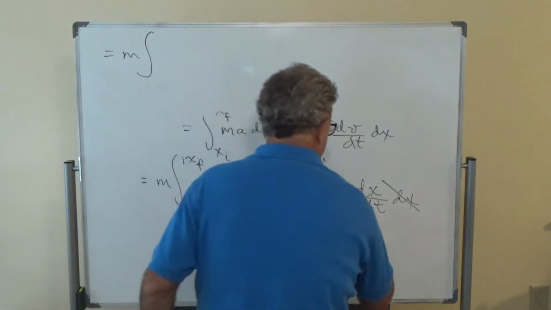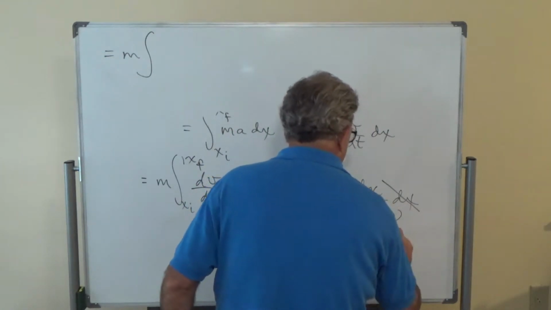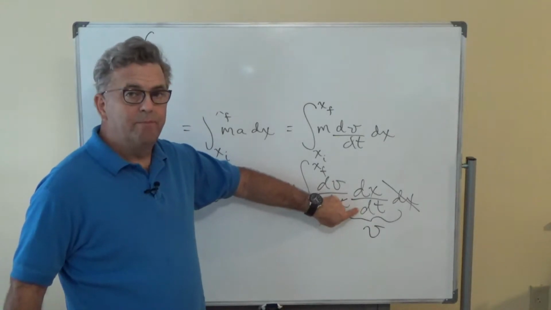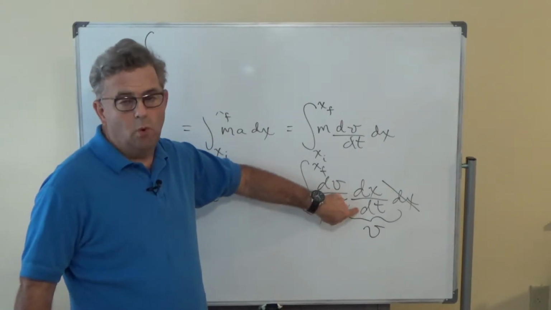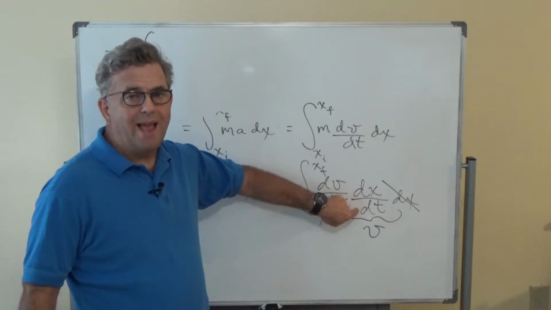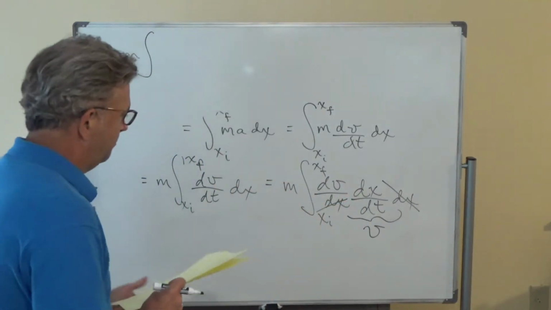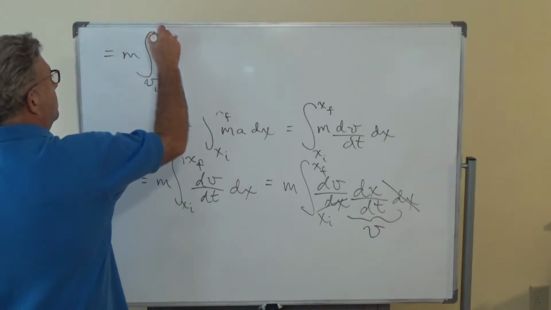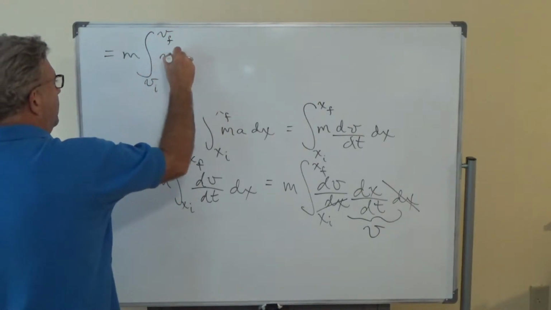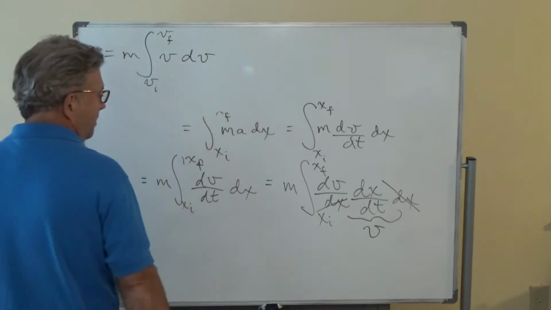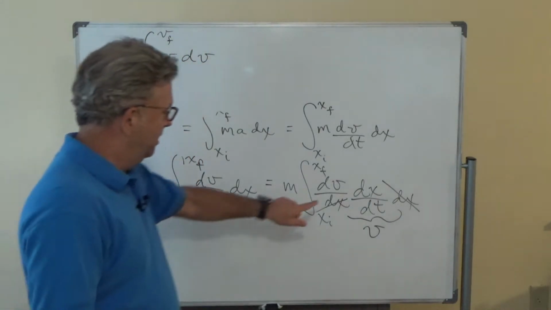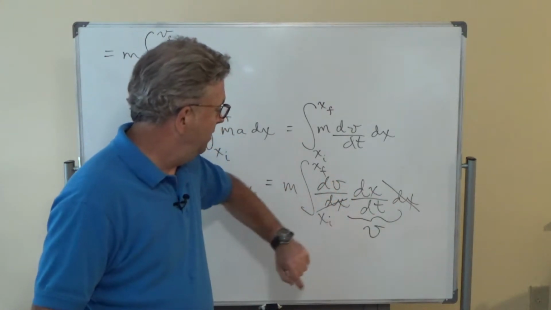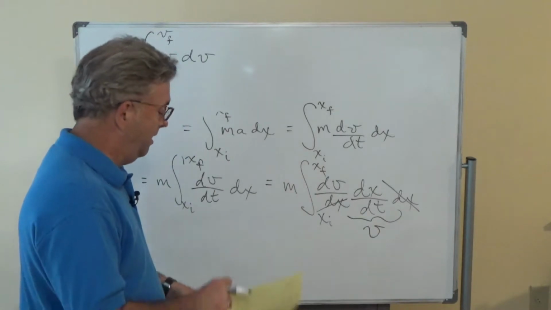And this is v, right? This is dx/dt. That's velocity in one dimension, in the x dimension. So this becomes the integral from v initial to v final of v dv. Because the dx canceled, I've got a dx/dt here, which is v, and then I have a dv here.